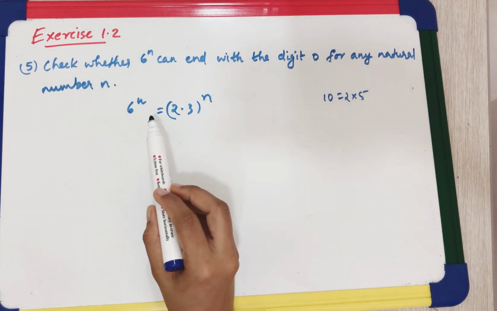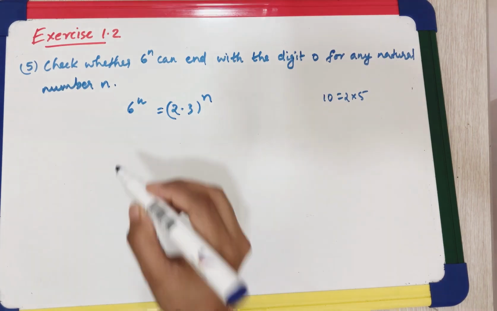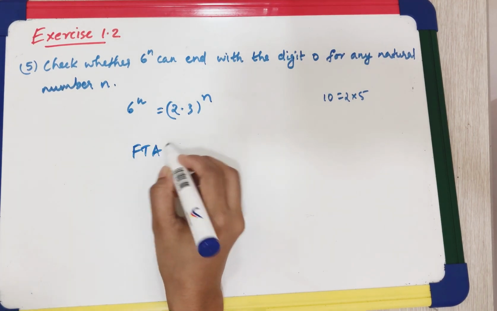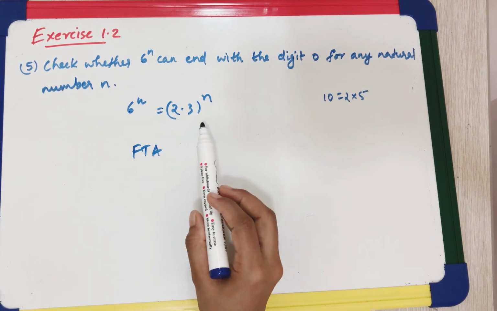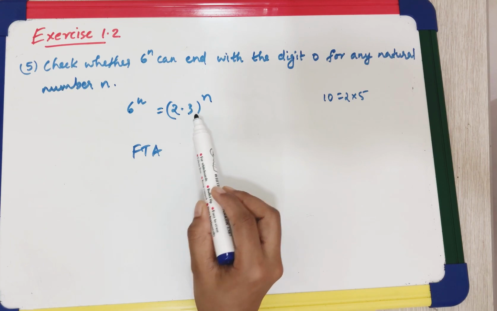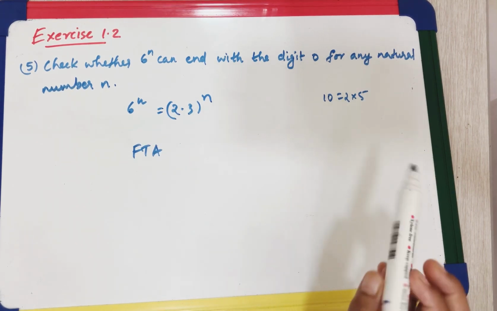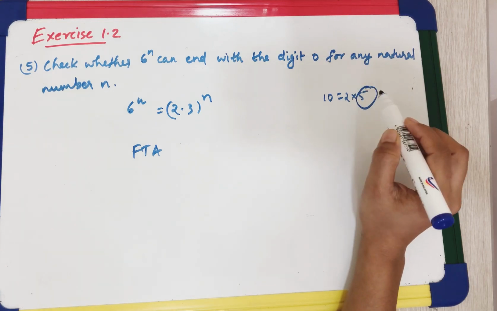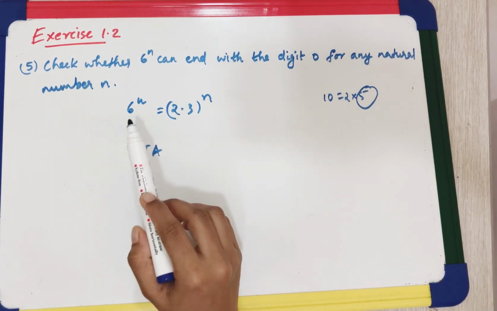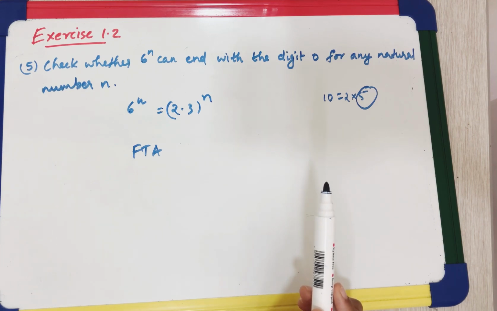Here the prime factorization of 6 raised to n is (2 × 3) the whole raised to n. But the fundamental theorem of arithmetic says that the prime factorization is unique up to its order. So the only prime factors in the factorization of 6 raised to n will be 2 and 3. So it cannot contain the prime factor 5. Hence 6 raised to n is not divisible by 5, or it cannot end with the digit 0.